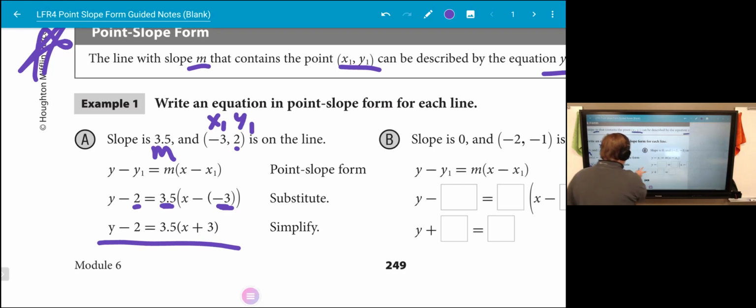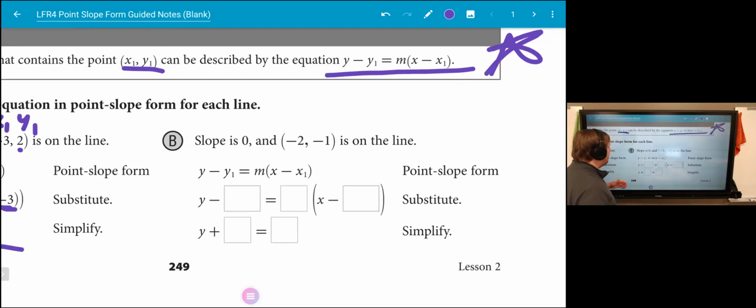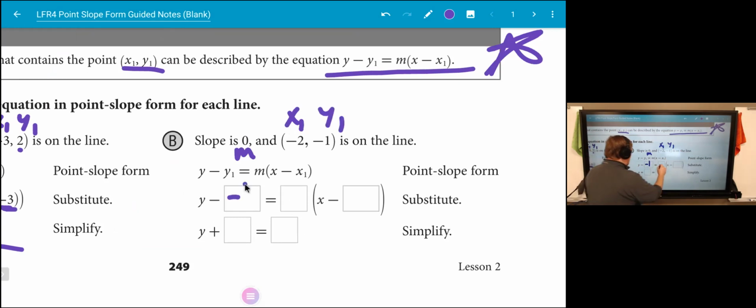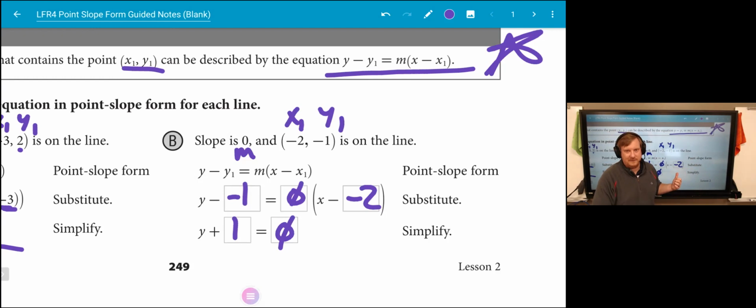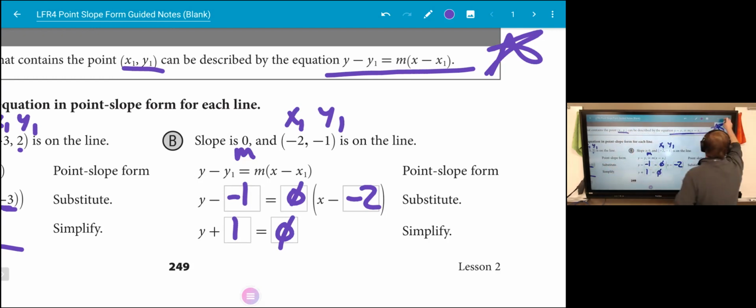Let's look at one that I'll do with you this time. The slope is 0, and negative 2, negative 1 is on the line. Plug in what we know. This is m, this is x1, and this is y1. y1 is negative 1, m is 0, and x1 is negative 2. I don't necessarily like this example, but we're going to run with it. Minus negative 1 is positive 1, and 0 times all this stuff is just 0. So if you've got a 0 slope, that's what point slope form would look like. I don't want to end there. Let's go to the next page.